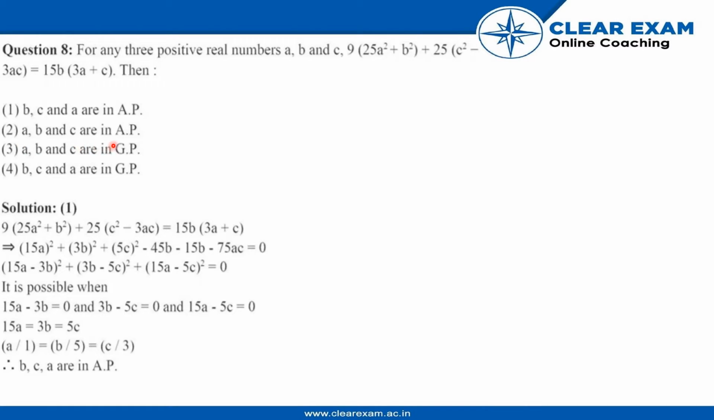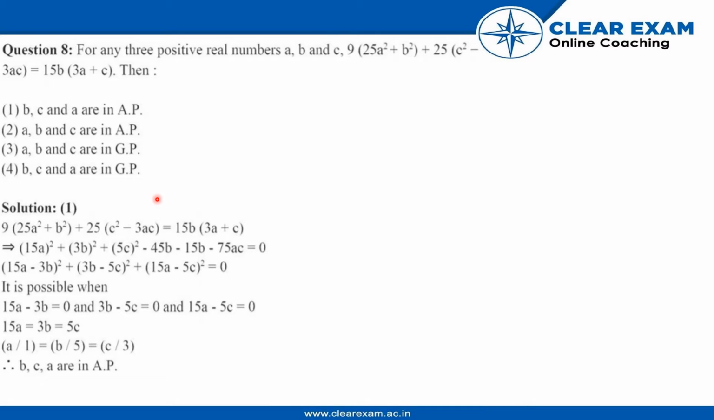Hello everyone. So let's discuss the problem. In the given problem, we need to find whether A, B, C are in AP or GP, or B, C, A is in AP or GP, as per the given options here.